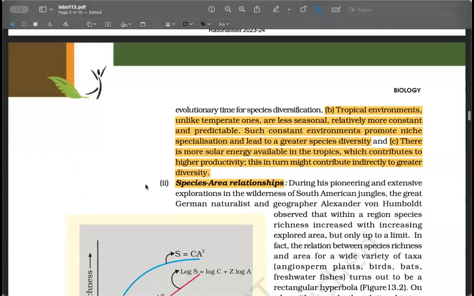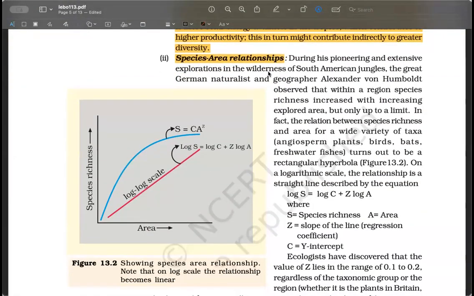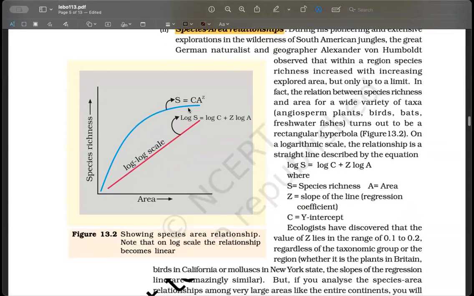Second is the species-area relationship, which is a mathematical concept given by Alexander von Humboldt. And he said that the richness of species increases with increase in explored area, but up to a limit. And after that, it becomes static. This is explained by this formula: S, which is species richness, is equal to C, which is the intercept of the y line, multiplied by A raised to the power Z. A is area, Z is the regression coefficient.